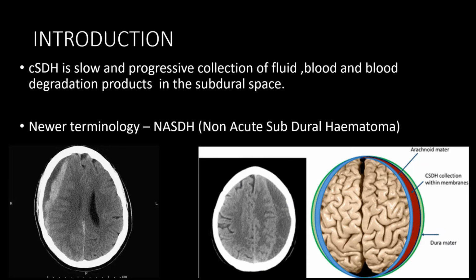So what is chronic subdural hematoma? It is not a collection of blood alone. It is a collection of blood, fluid and blood degradation products in the subdural space. Recently, a newer terminology has been proposed for it: non-acute subdural hematoma. In chronic subdural hematoma, 10% can have an acute component to it, like in this CT scan.